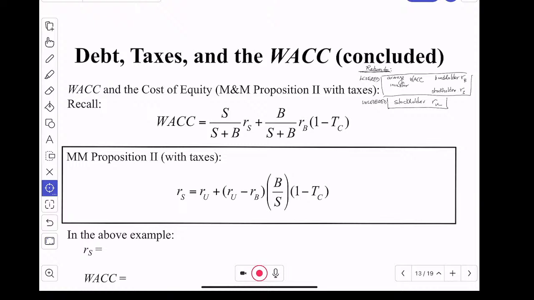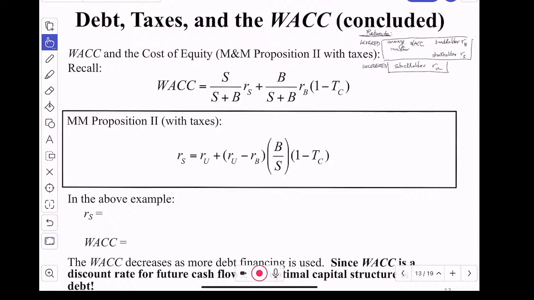So using the details of the last problem, can we find the return to stockholders in the levered firm and the return to the average investor in the levered firm? Because we need this for the WACC, you see.